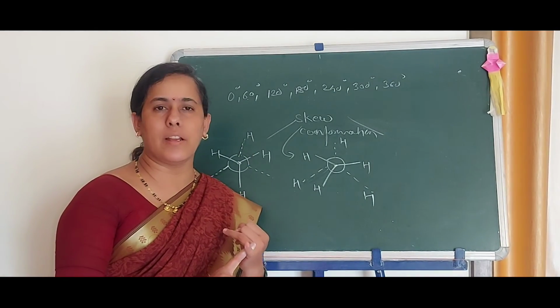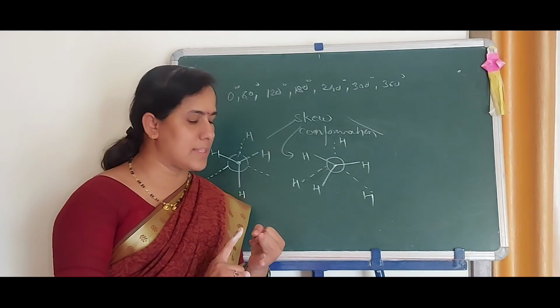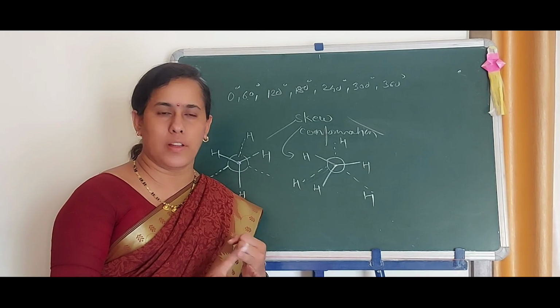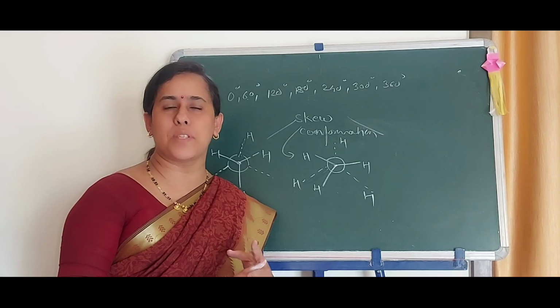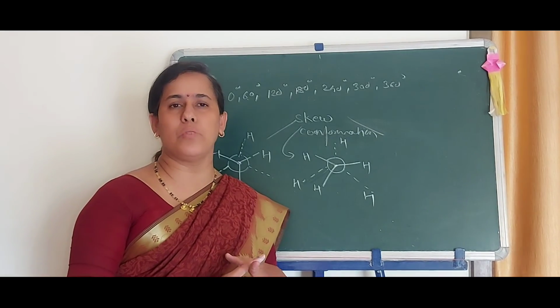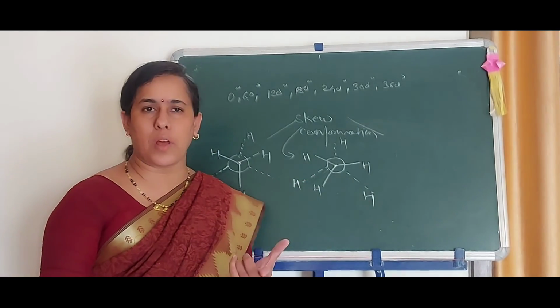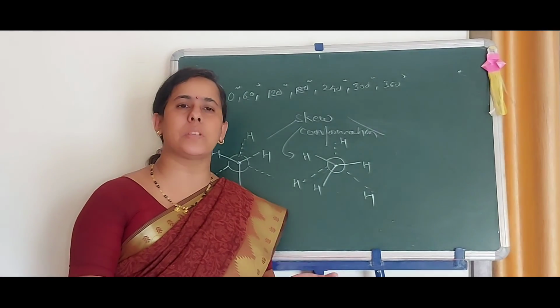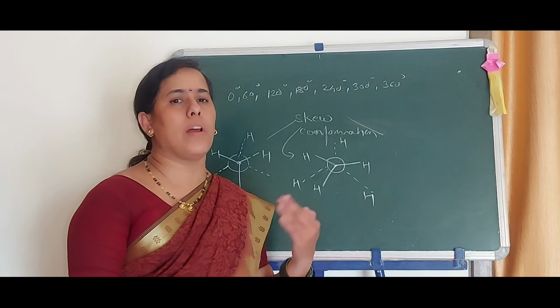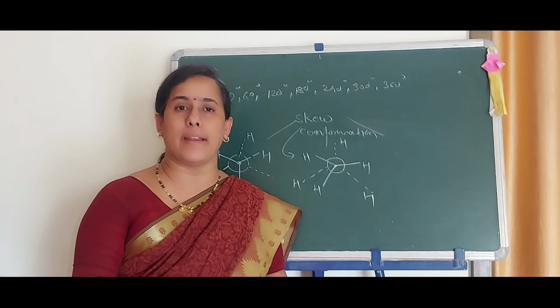The first one is the dotted line wedge formula. The second one is the Sawhorse formula. The third one is eclipse, and the fourth one is staggered. In eclipse, there are two types: full eclipse and partial eclipse. Full eclipse is called synperiplanar, while partial eclipse is called anticlinal.